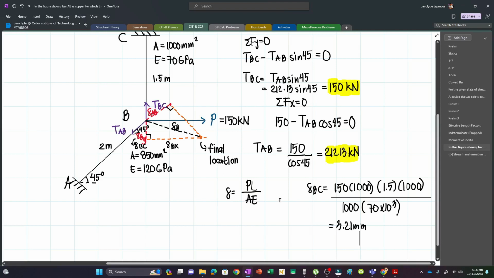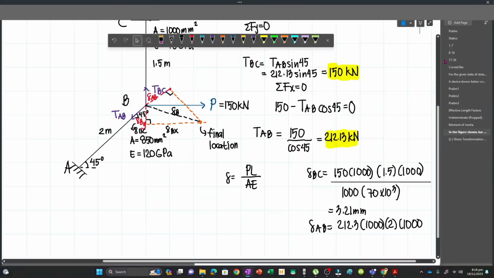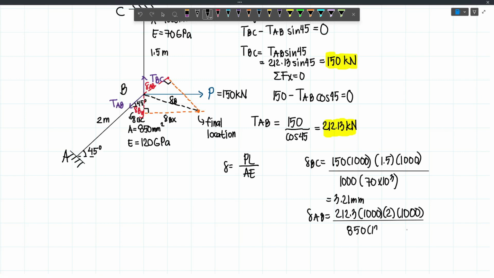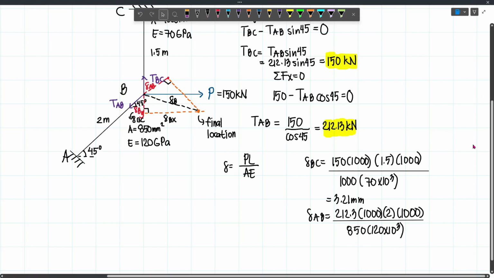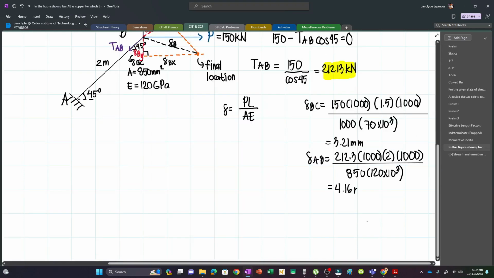And then let's also compute for kaning elongation sa AB. Ang atong force gamiton kanina siyang 212.3. So 212.3 times 1,000 times ang length nga 2 meters times 1,000, and then over area nga 850 times 120 times 10 to the power of 3. And so may mo siyang 4.16 mm.